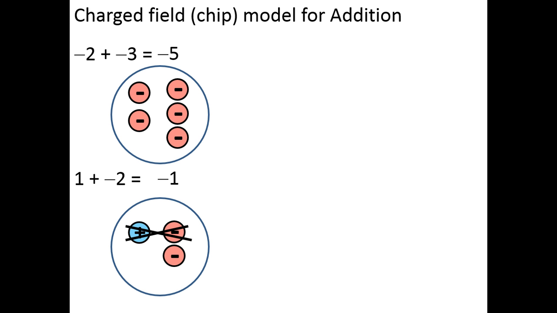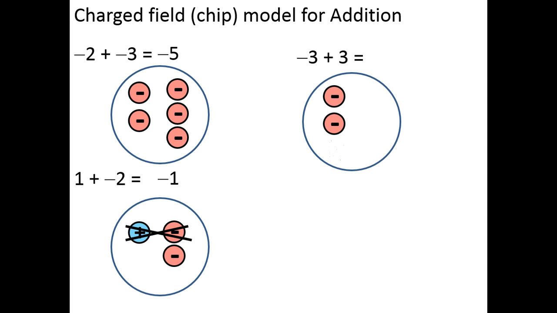Here's another example of using a charged field model for addition. Let's say we wanted to find out what negative 3 plus positive 3 is. We'd start with 3 negative chips to represent negative 3, and then we would add to the field 3 positive chips to represent positive 3. We've got 3 plus minus pairs that sum to 0. And what we're left with inside the field is nothing. In other words, we're left with 0.